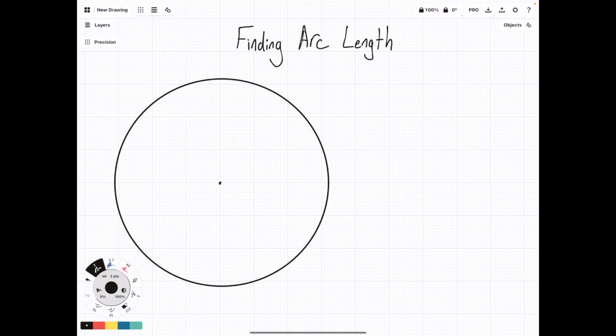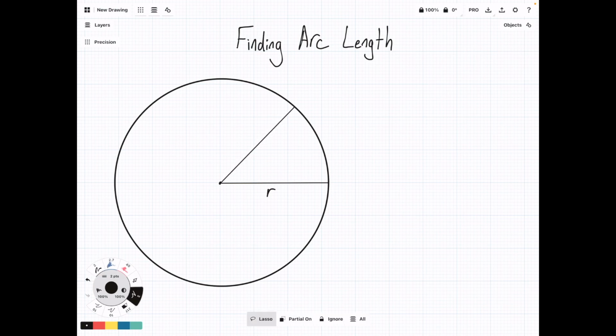In this video, I'm going to talk about finding the arc length given a circle, its radius, and some angle theta. So to start off, we're going to draw a line from the center of the circle here that has a length of r equal to the circle's radius. Then we're going to draw a second line like this that is some angle theta away from the first line.